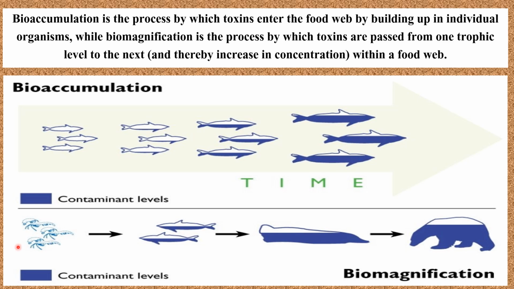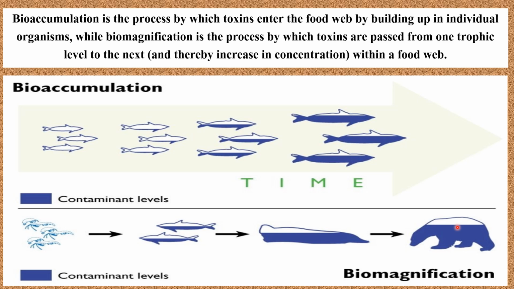Now this part of the image shows a food chain starting with small organisms like plankton that have contaminants. These small organisms are eaten by fish, which are then eaten by large predators like seals, and finally by top predators like polar bears. At each step up the food chain, the contaminant levels increase, leading to the highest concentration in the top predators.